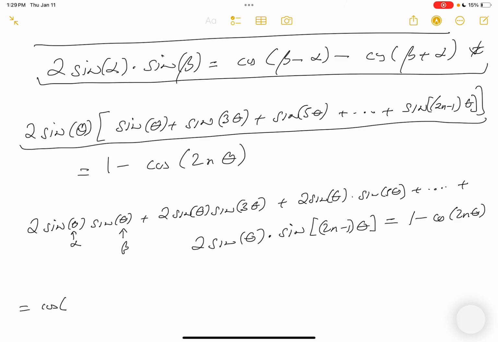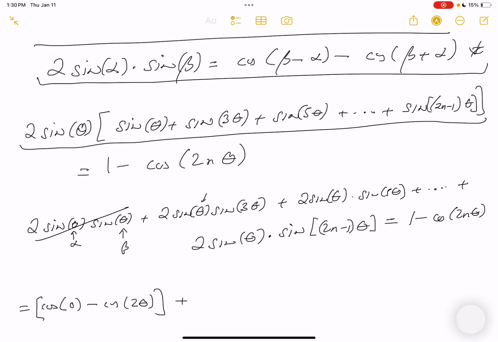Well, let's see. What's beta minus alpha? That would just be 0, right? And then what do you get? Minus the cosine. Well, beta plus alpha is going to be 2 theta. All right? I got that one done. I'm going to cross it off. Let's do the next one.